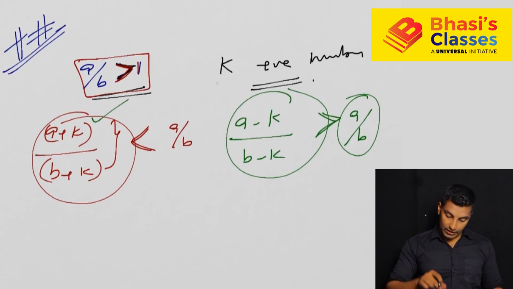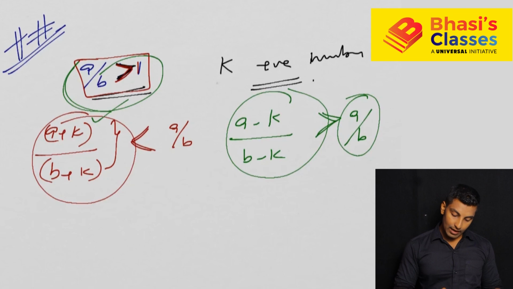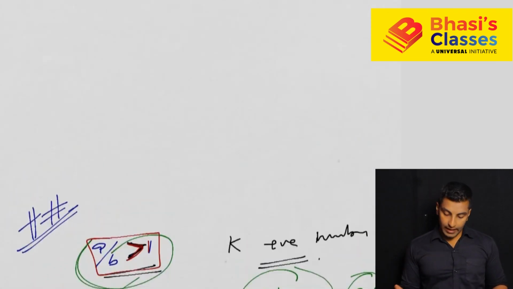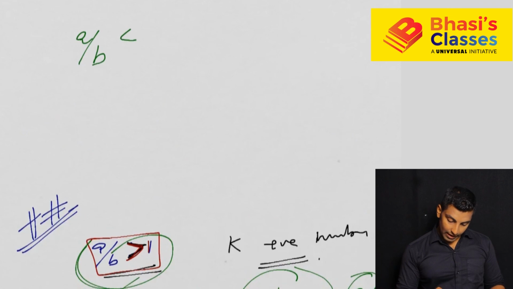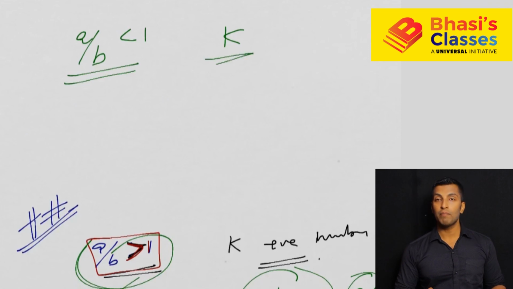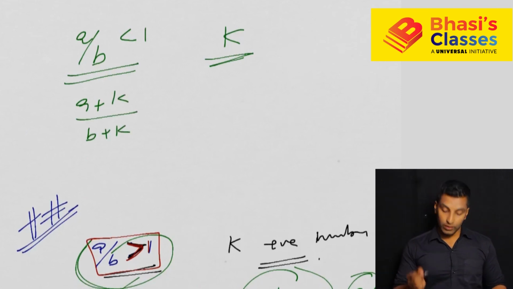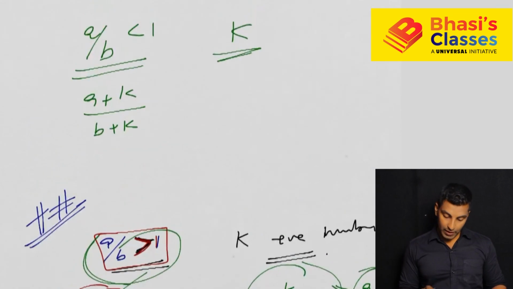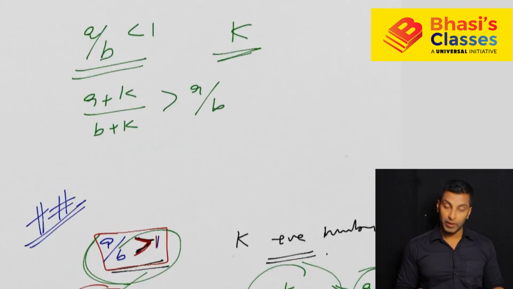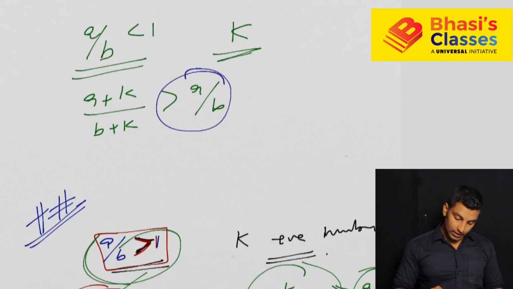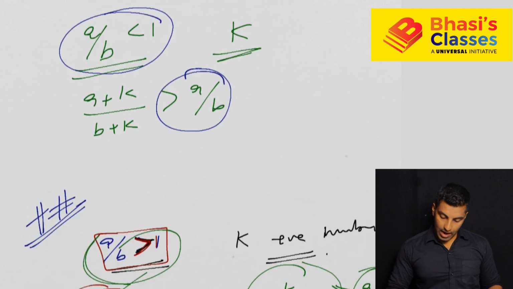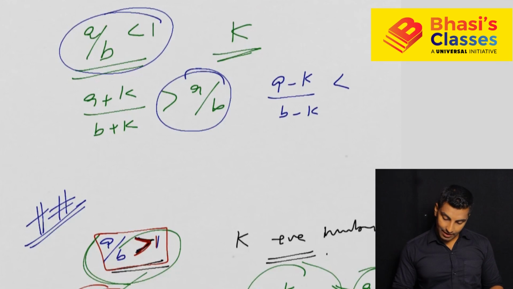Now what you can do is the opposite. A by b can be less than 1. So what is the next possibility? A by b is less than 1. Now again the same situation, k is a positive number. Now if you add a plus k divided by b plus k, here it will be greater than a by b, because this a by b ratio is less than 1. And now the opposite, a minus k divided by b minus k will be less than a by b.